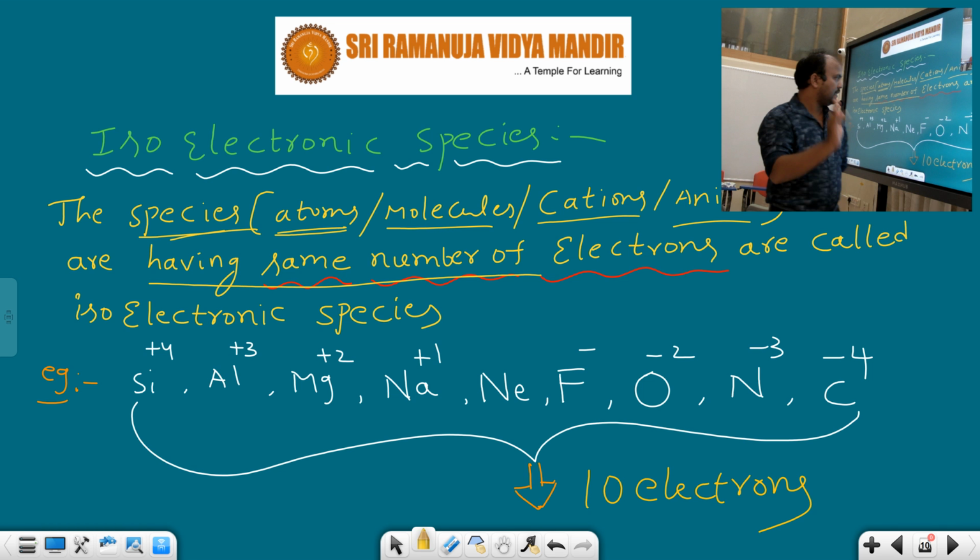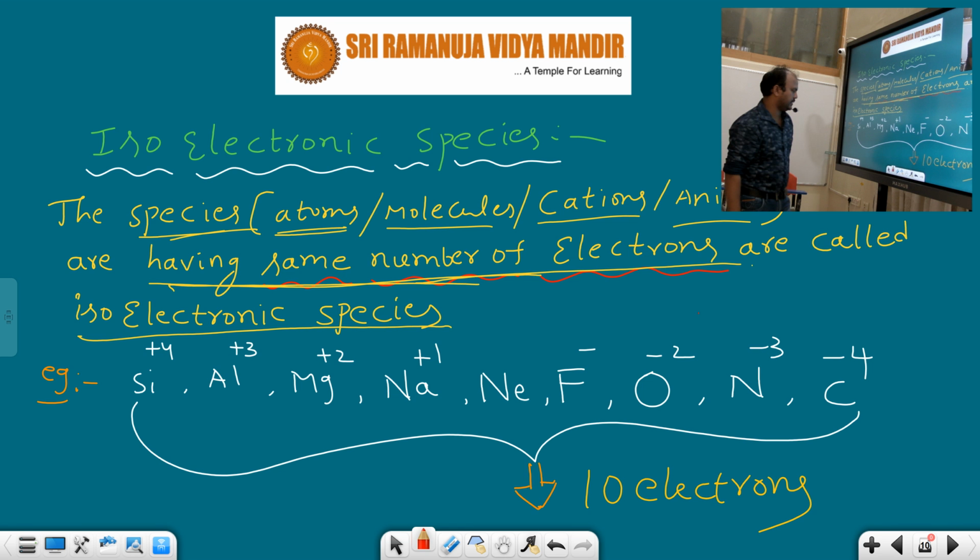The species which have the same number of electrons, where the electron number is the same, are called isoelectronic species. Generally, what does atomic number mean? Proton number. Is it correct or not? Here, the number of electrons in a neutral atom is the same as the number of protons.